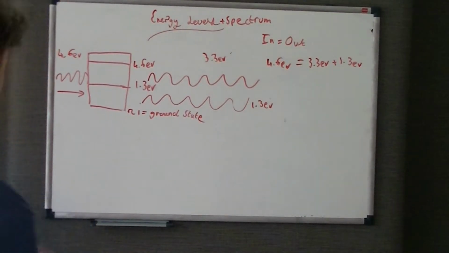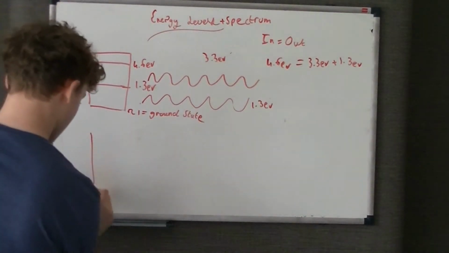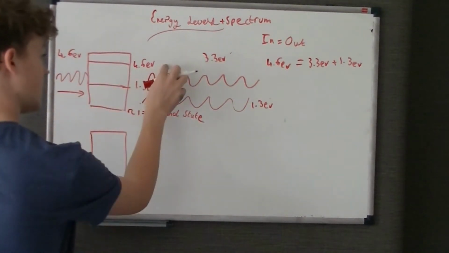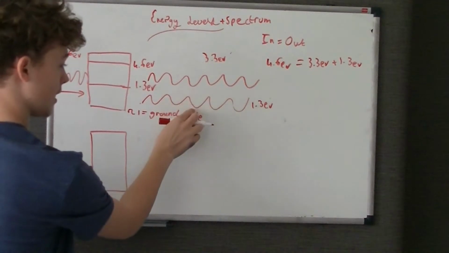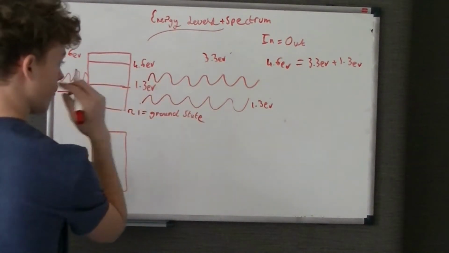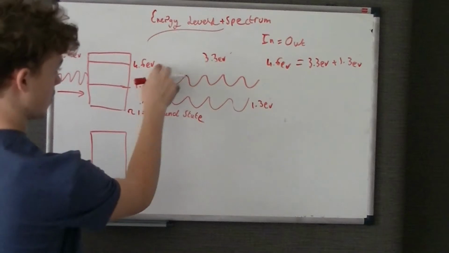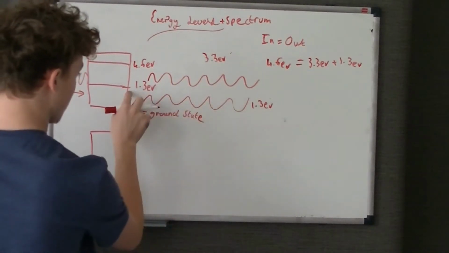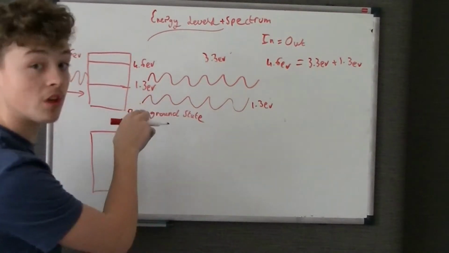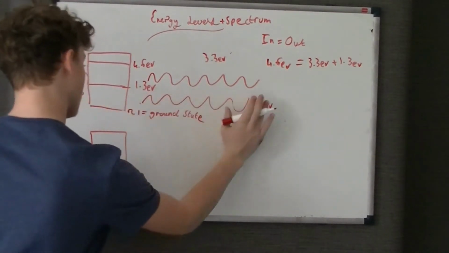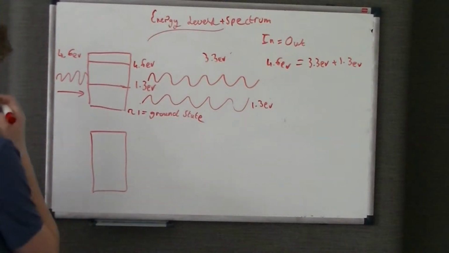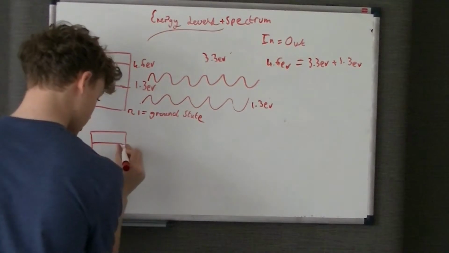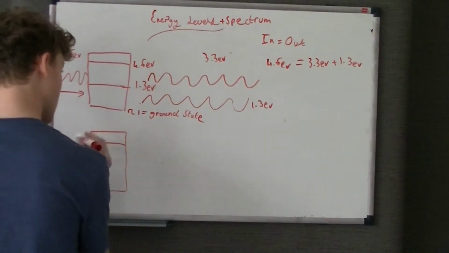Or we could have another way you could do it. So you could have this state releasing this one and this one, or a 4.6 eV photon releasing a 3.3 eV photon and a 1.3 eV photon. Or if we ionise it from the 1.3 electron volt level, we just emit one 1.3 electron volt photon.